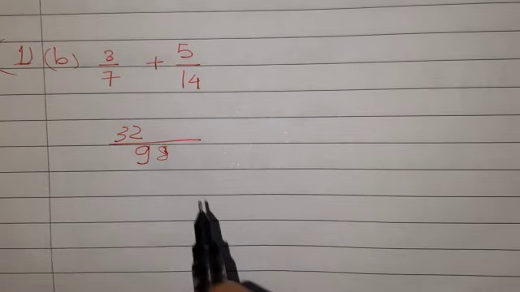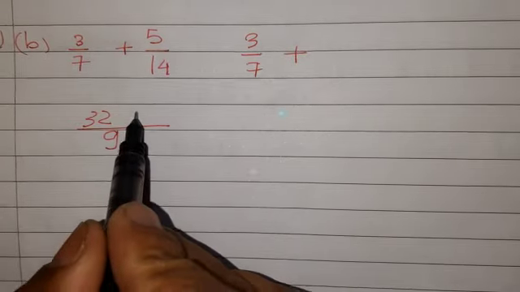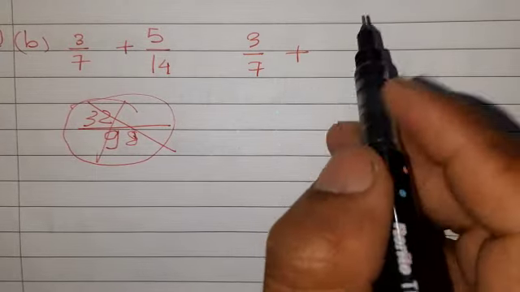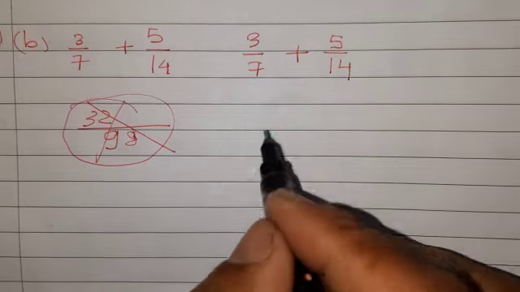Oh, I was wrong. Ignore this, this is wrong. I will try again here. 5 by 14, my dear children.